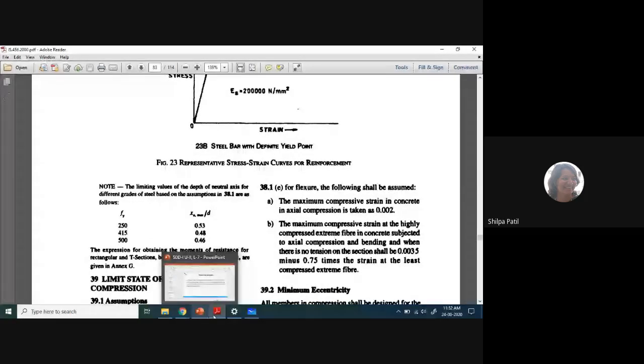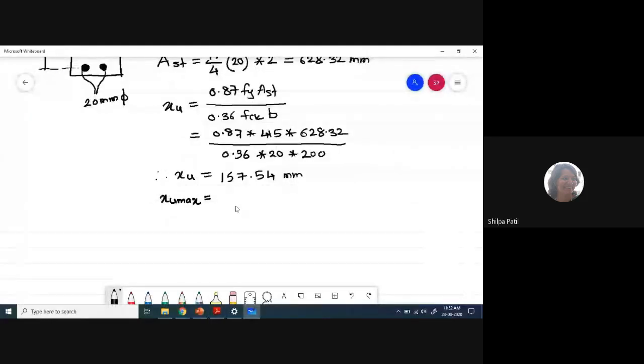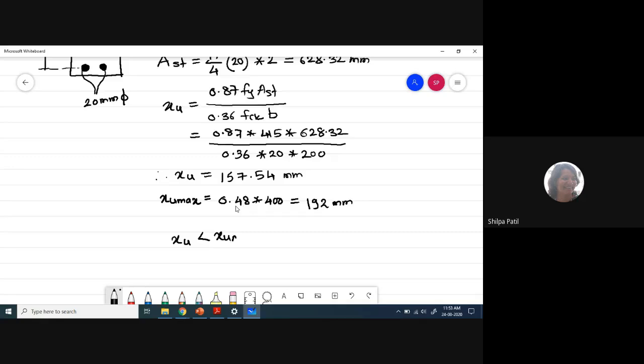So I will simply write down this value over here, 0.48 into D. D is 400. So tell me the value. 192 mm. Okay. Now compare the value of XU and XU max. My XU is coming less than XU max. So what is the type of the section? Under reinforced. Therefore, the section is under reinforced.